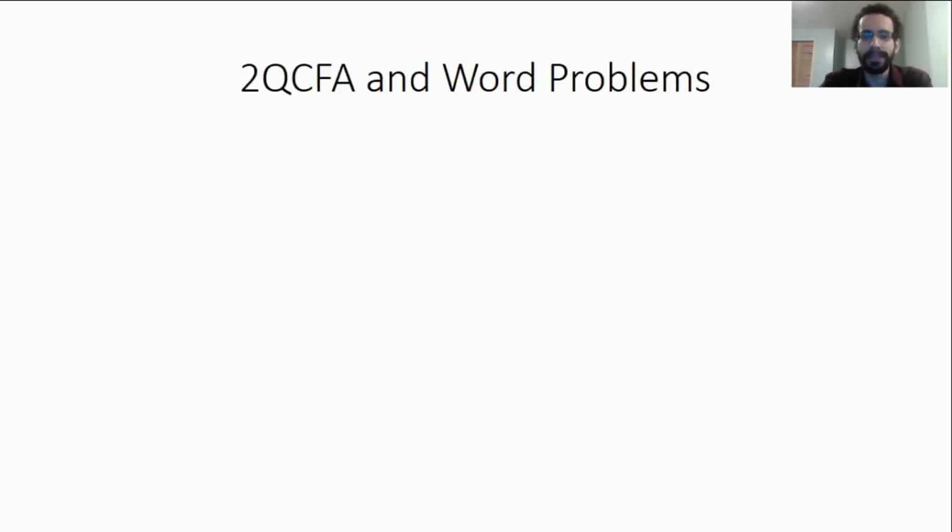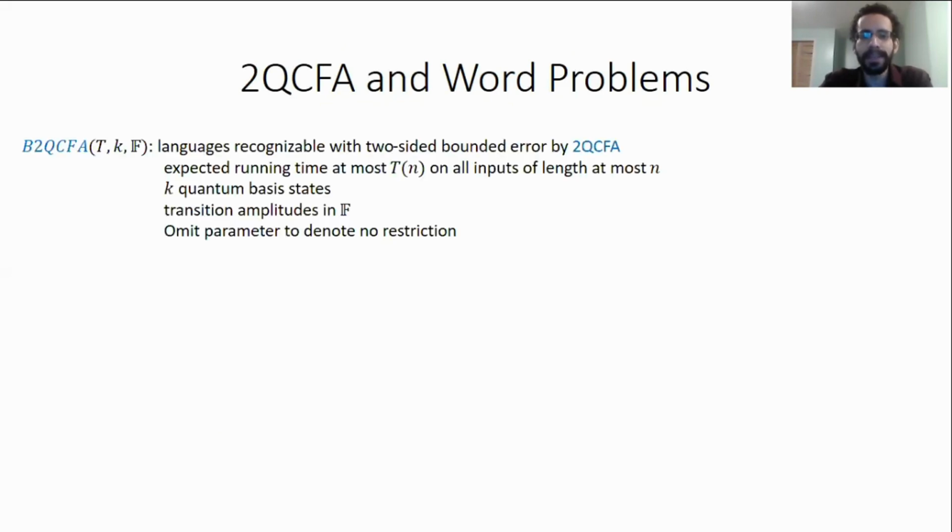Now, in order to state our results, we will need one somewhat messy definition. We define the complexity class B2QCFA T K F as the collection of languages recognizable by 2QCFA with two-sided bounded error in time at most t of n on inputs of length at most n, where the 2QCFA has a quantum register with k quantum basis states, in other words, approximately log k qubits, and all the transition amplitudes of this 2QCFA belong to the set F.